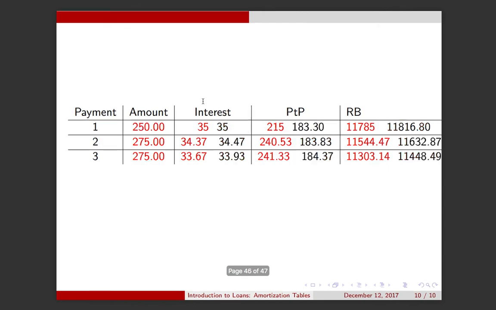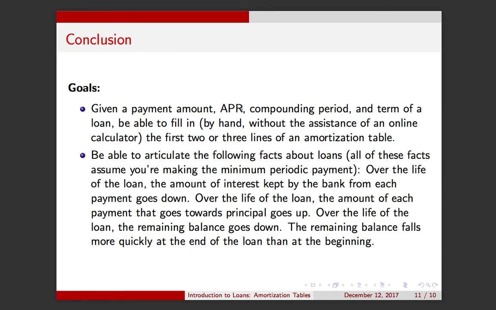So given that payment amount and an interest rate and a time period like months when you're going to make your payments and a life of the loan, so just given everything we had, you should be able to fill in by hand without the assistance of an online calculator, which we will use next time. The tool I will show you next time, you can't apply to a question like this. So given all the parameters of a loan, you should be able to fill in the first 2 or 3 lines of an amortization table just like we did in these examples.